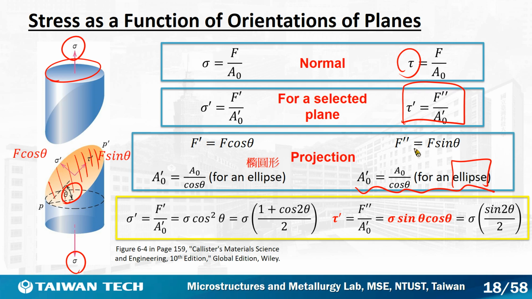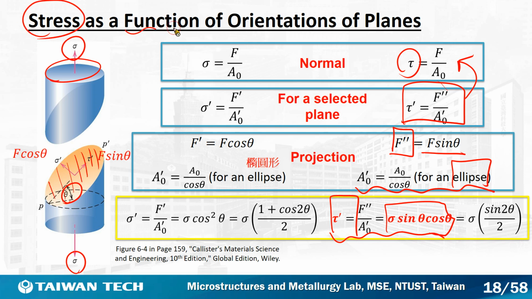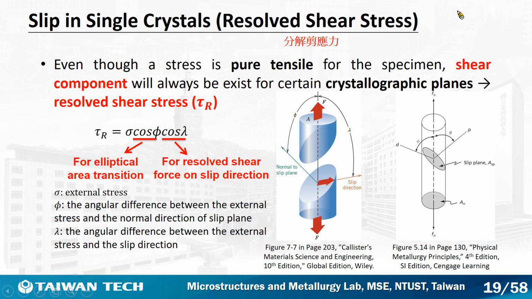And then we must calculate F double prime here, and F double prime will equal F sine theta. Then we can use these equations to calculate tau equals sigma sine theta cosine theta. So this is how we calculate the shear stress, okay? Shear stress as a function of orientation. The orientation of the plane, this is theta.